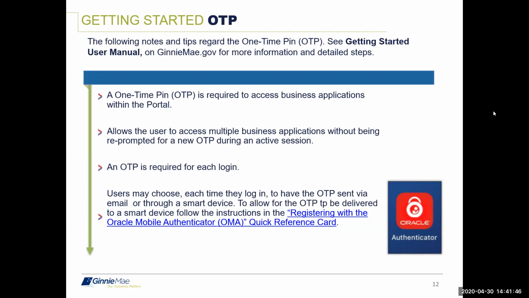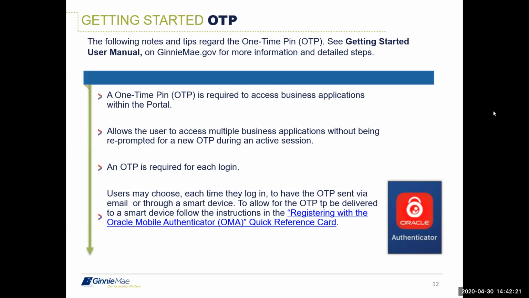When you register with the Oracle Mobile Authenticator, each time you log into the portal, you choose if you want that OTP sent to your email or if you want it delivered or generated on your smart device. Every single time you log in, you have that option, and you can change your mind from one login to the next. But at least if there is a problem with receiving that OTP email, you will still be able to log into the portal and its business applications if you have access to the Oracle Mobile Authenticator.